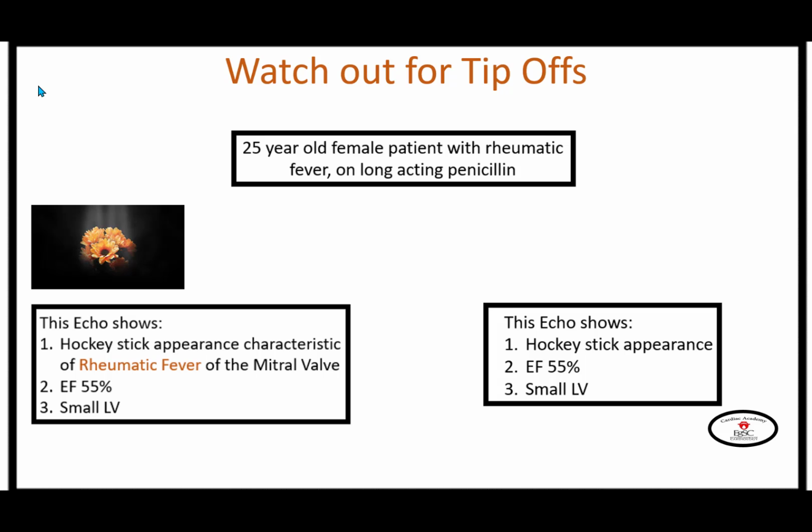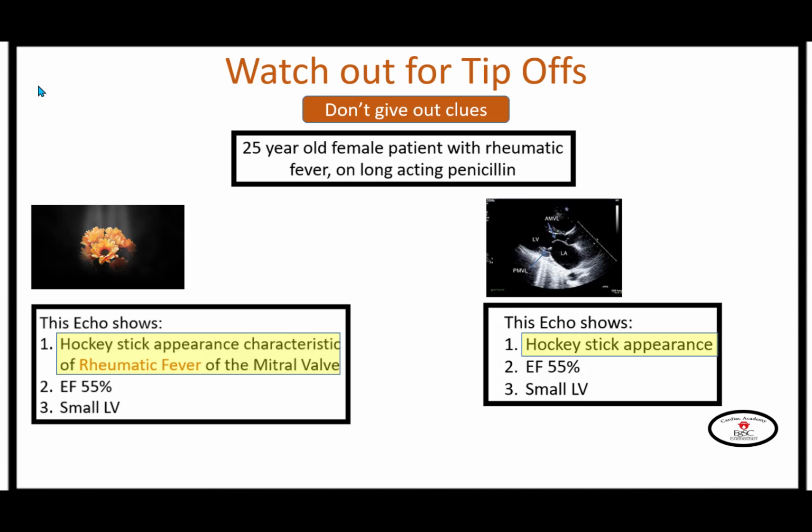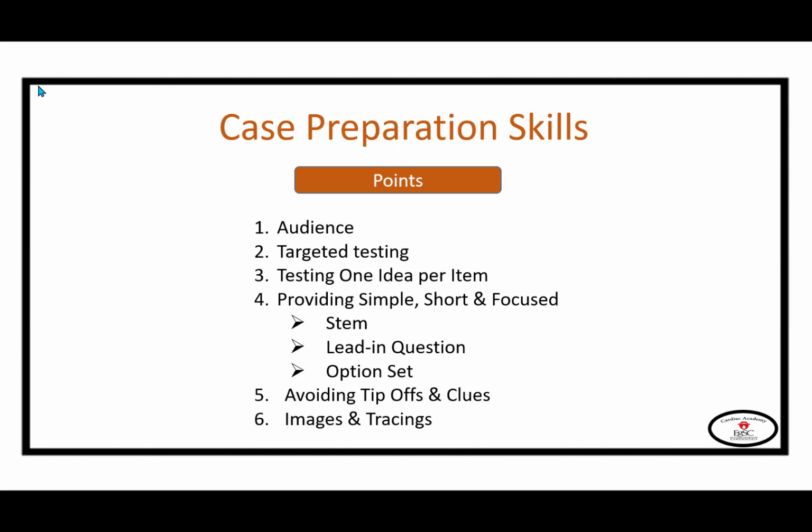Whereas if I were to give you this set, along with the echo and pointing arrows, if you don't know what pathophysiology is, if you don't know what the hockey stick appearance looks like, you only have a 33% chance of getting this correct. So don't give out clues.